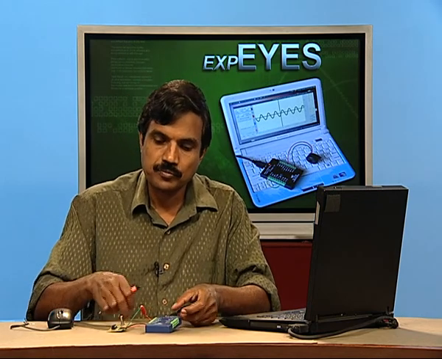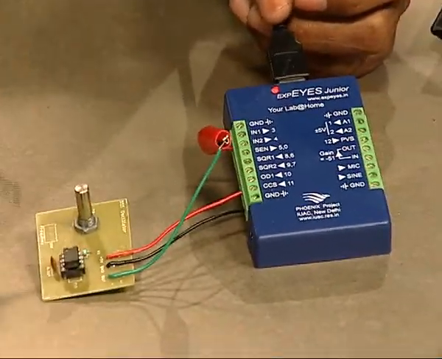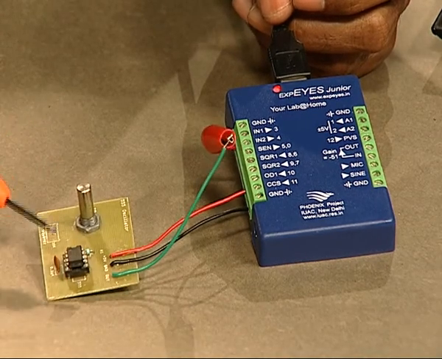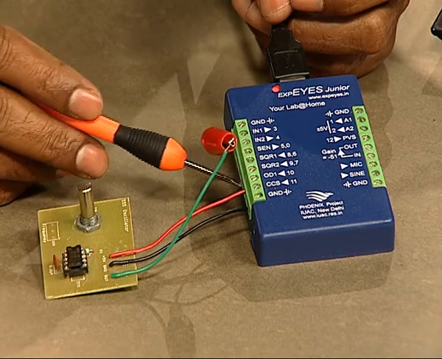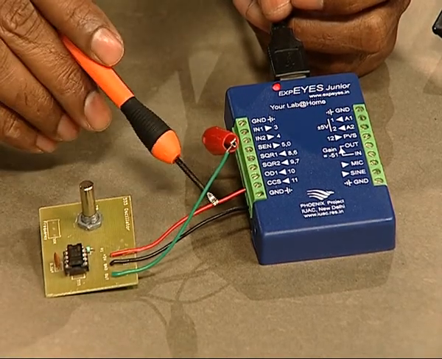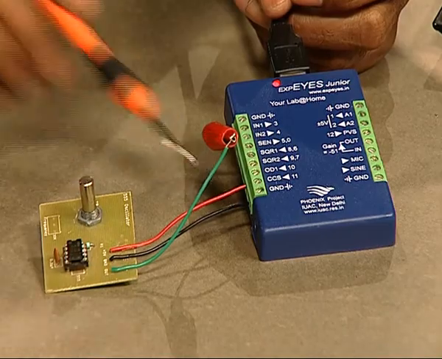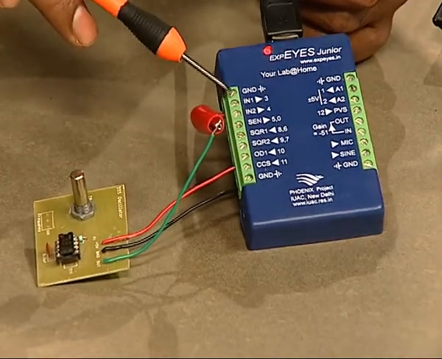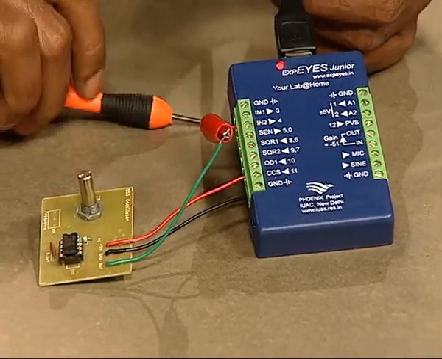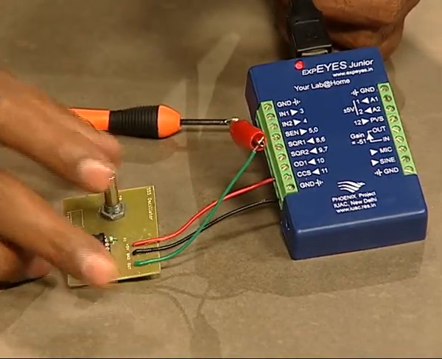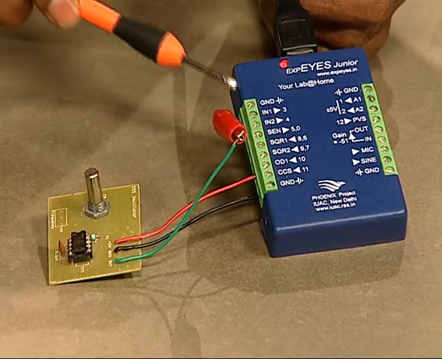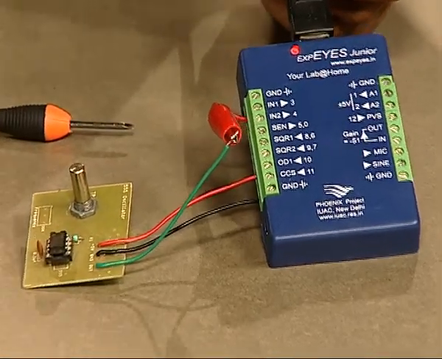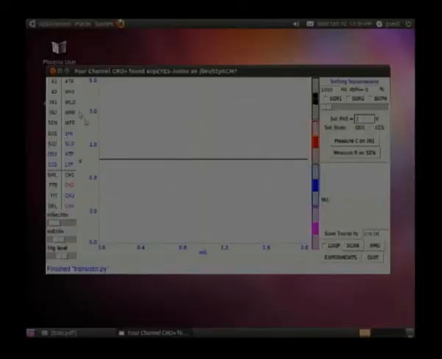Here, if you see, we have kept a small circuit that is using an IC 555, oscillator IC, and it is powered by digital output. You can see the 5-volt supply is coming here and the ground is connected, and the output is connected to our voltage measurement point IN1. So, we will try to study this output using ExpEYES.